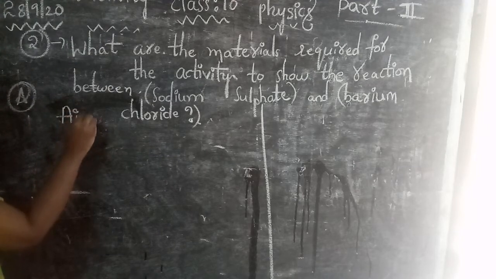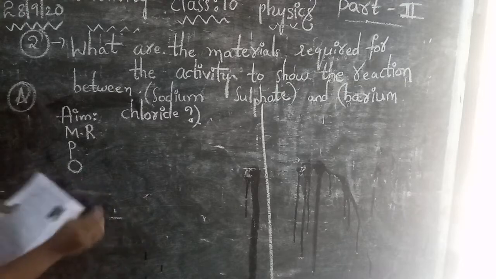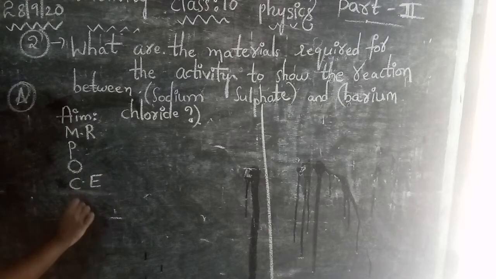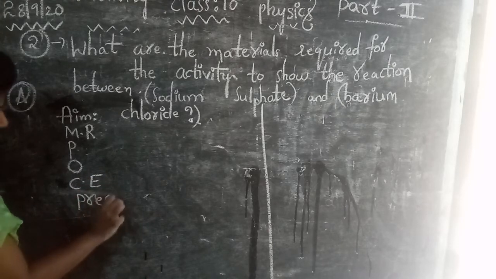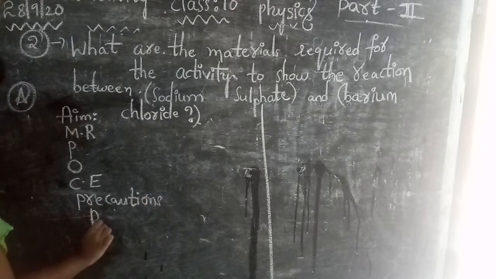What is the first process? First we have to write the aim. Then materials required. Next is procedure. Next is observation. Next is chemical change, right? We have to write the chemical equation. Next, precautions. Then result. These are the steps you must follow while doing any activity.